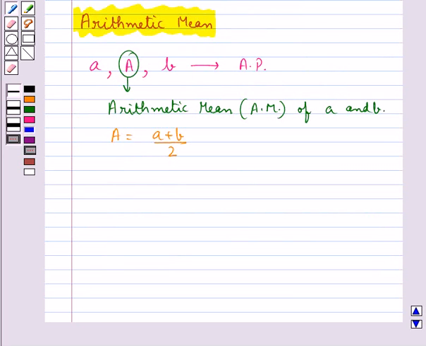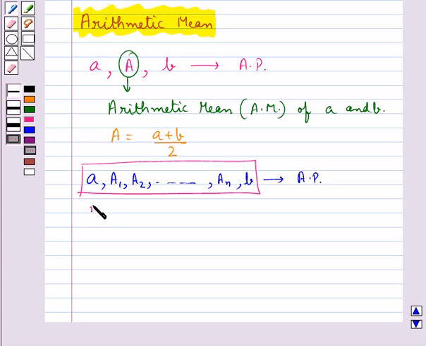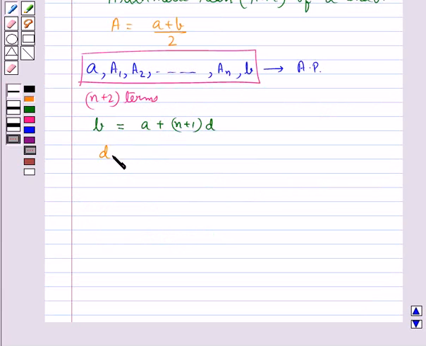Generally, we can insert as many numbers as we like between the given two numbers such that the resulting sequence is an AP. Suppose we have two numbers A and B and we insert N numbers between them, A1, A2 and so on up to AN, such that the resulting sequence is an AP. So the total terms in this AP would be N plus 2 terms, where B, the last term, is equal to A plus N plus 1 into D. So from here we get D, the common difference, equal to B minus A upon N plus 1.